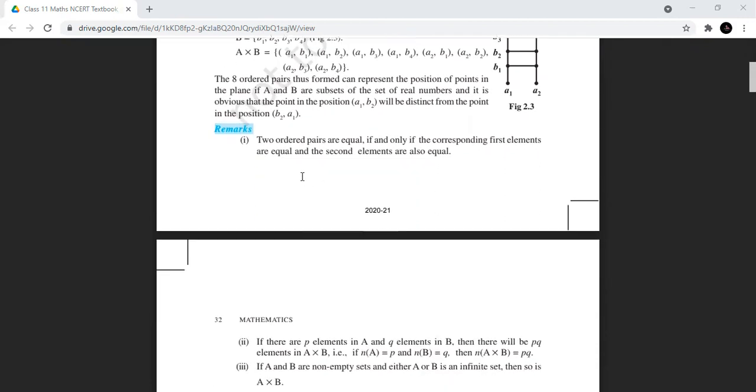Okay. Then next, they have given you certain remarks here. Two ordered pairs are equal if and only if their corresponding first elements are equal and second elements are also equal, right? Like if you have (a, b) equal to (c, d), then that means a is equal to c and b is equal to d. That you have been doing in coordinate geometry. You had ordered pairs, and you know that we can compare two ordered pairs by comparing the first entry with first, x with x and y with y on either side. So the same fact they have stated once again here.